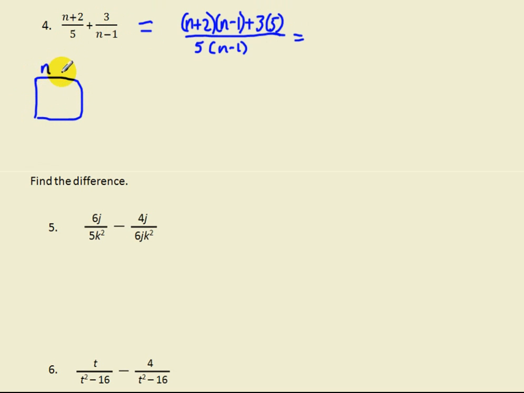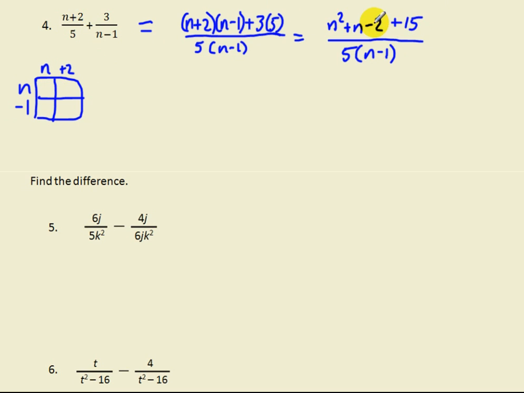And we have n plus 2 times n minus 1. Or if you've gotten really accustomed to this by now, you can just look at it and say, oh, that's n squared, and we'll get plus n minus 2. And then we also have the plus 15 here. And we can keep this as 5 times n minus 1 in the denominator.